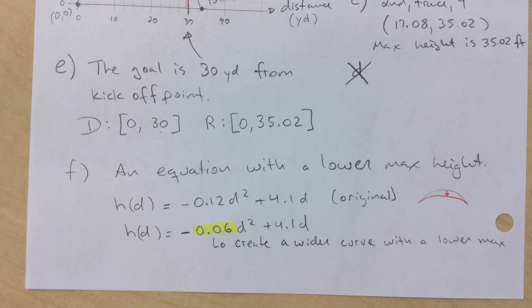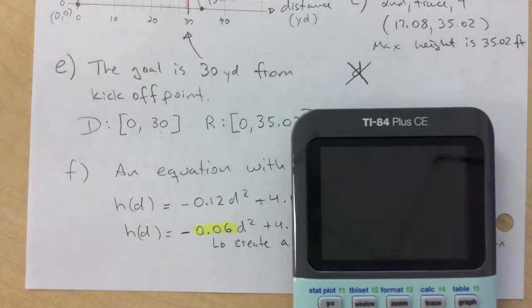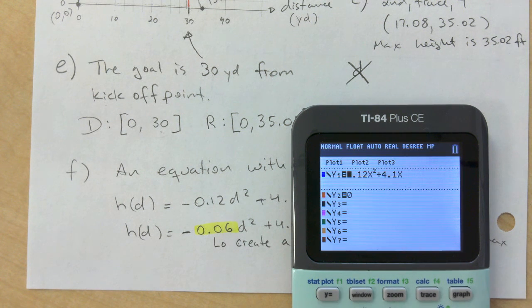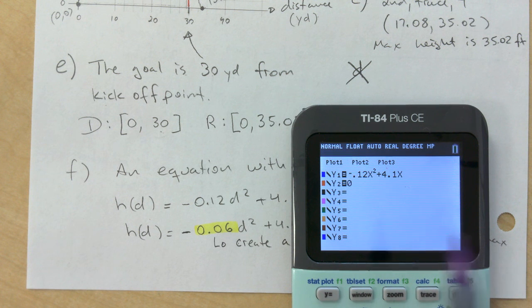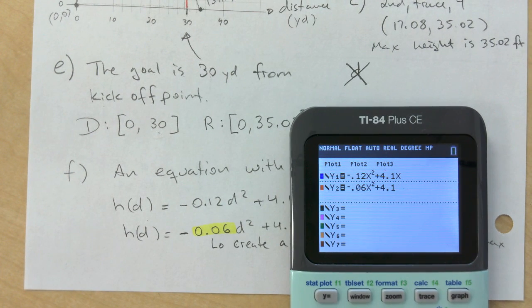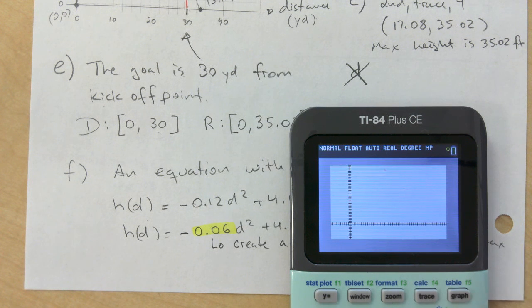Okay. If you don't believe me, let's see if that actually works. So go to your calculator and type it in Y2 at the same time. So we're going to go negative 0.06 x squared plus 4.1 x. Let's graph them both at the same time.